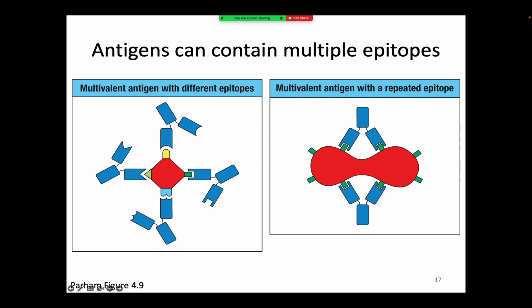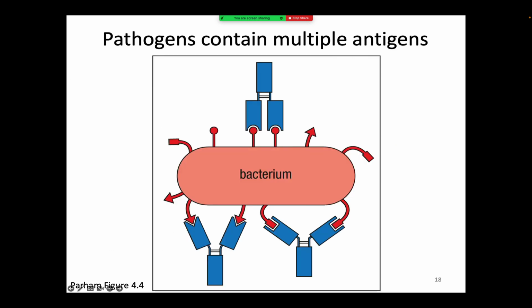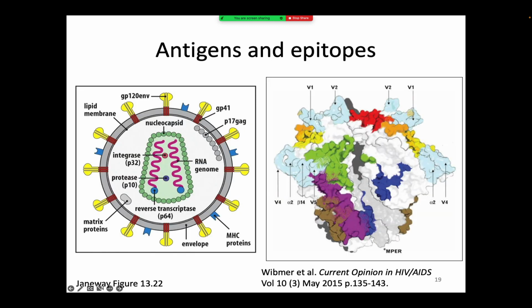In addition, when we actually look at a microbe, it could contain multiple antigens. So here you can see a bacterium, it's got tons of different proteins on it, multiple antigens. And if you put all of this together and actually think about a real microbe, you get something that looks a little bit like this.